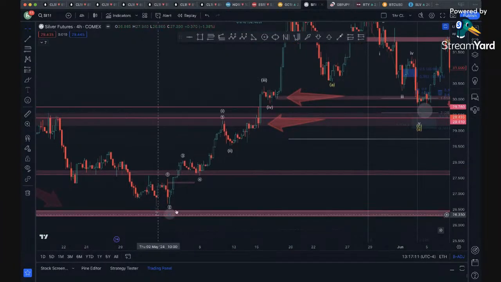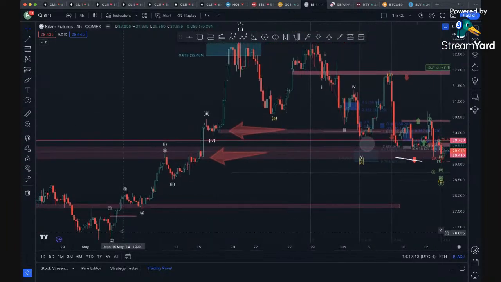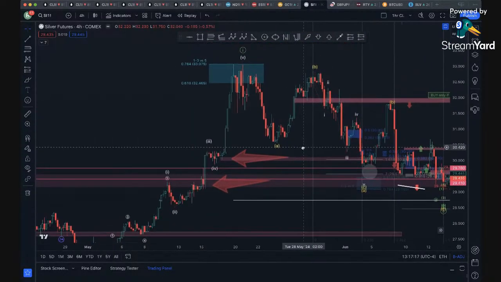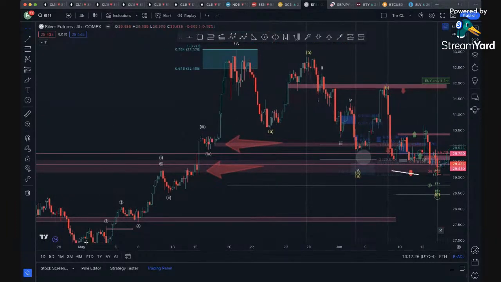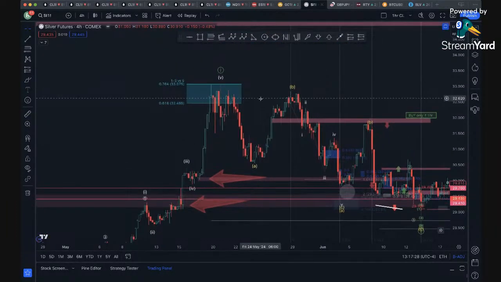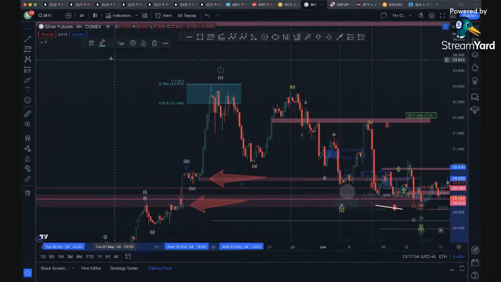So what we got next was a larger 5-wave structure. Here's the initial 5 waves up, and then another 1, 2, 3, 4, 5. This entire structure did top out at an ideal ratio measurement using Elliott wave standards.